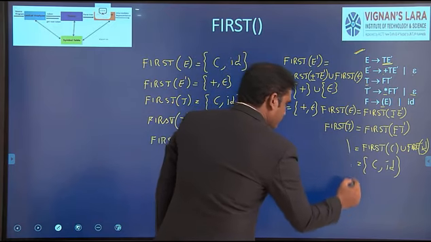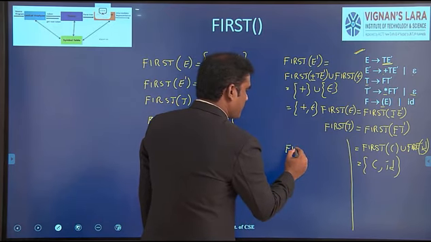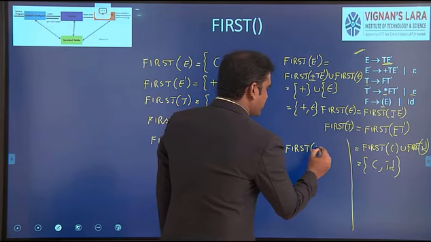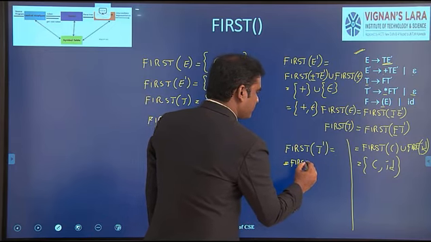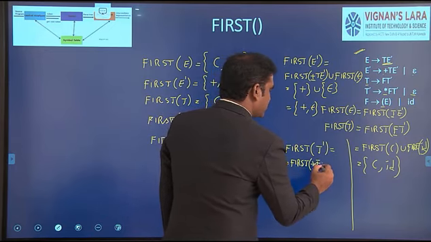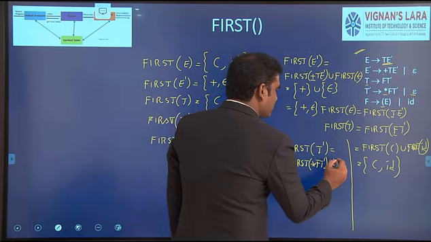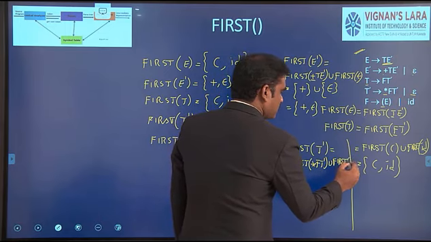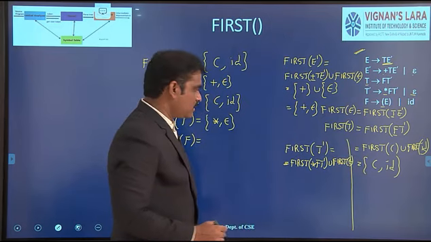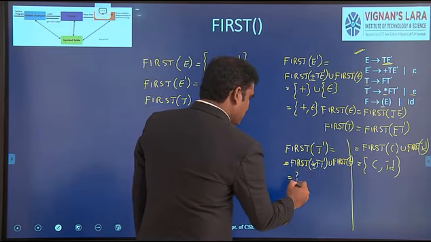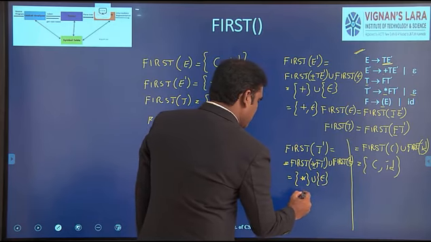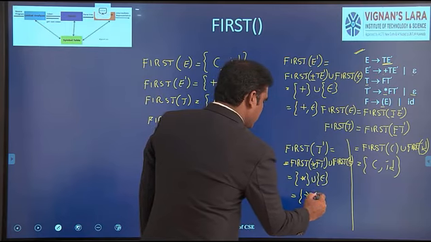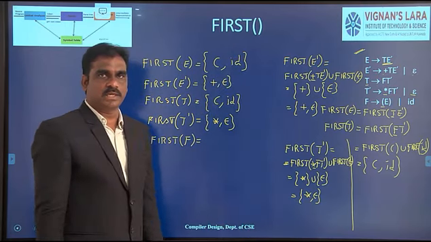See, first of T dash equals first of star FT dash union first of epsilon. So first of star is star, and union first of epsilon means epsilon. So the result is star comma epsilon.